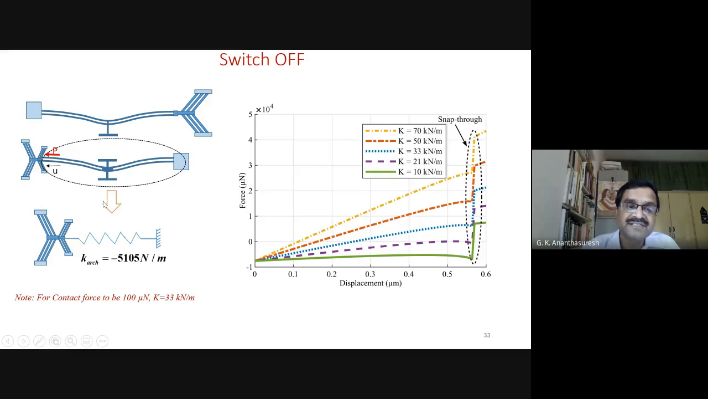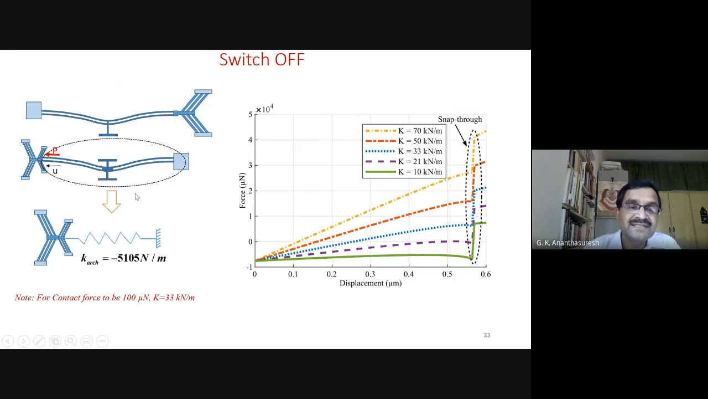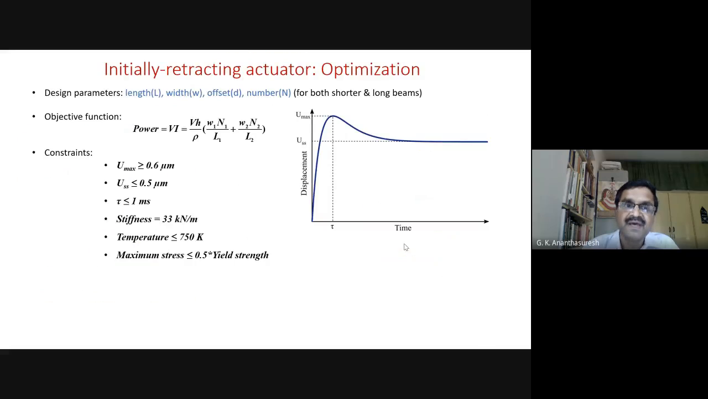So the entire structure is now modeled as a spring. In the previous one, we had modeled the actuator like a spring, whereas here we are modeling the entire structure as a spring, to see for what stiffness this will demonstrate the bistable behavior. All that can be done analytically, and we can of course do finite element analysis, but for design, doing it analytically always makes more sense.